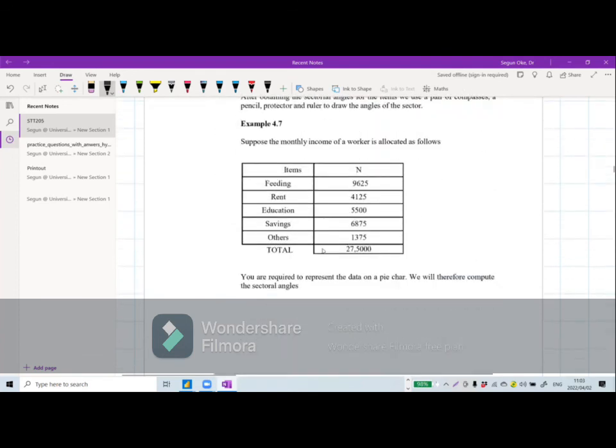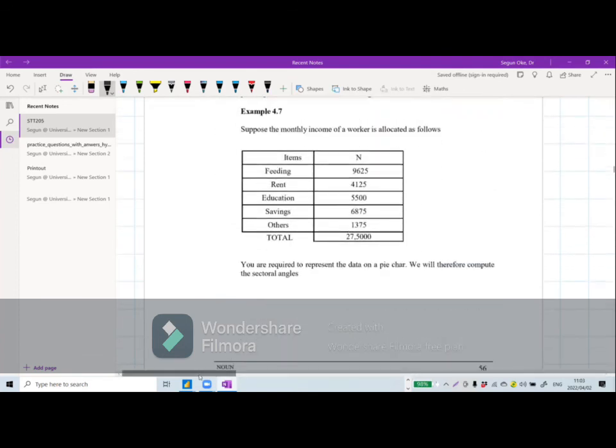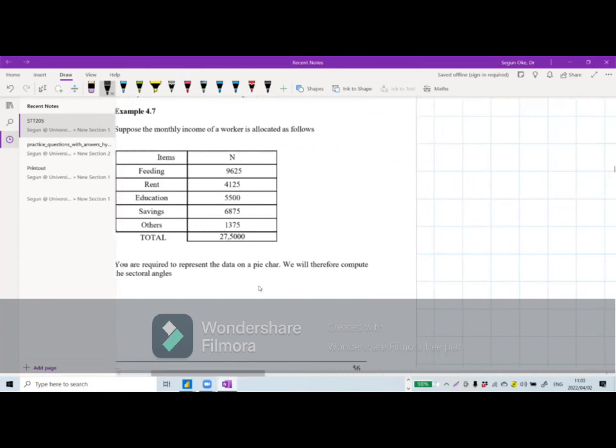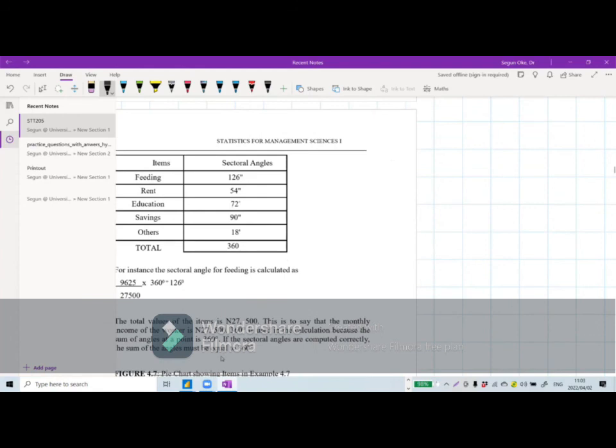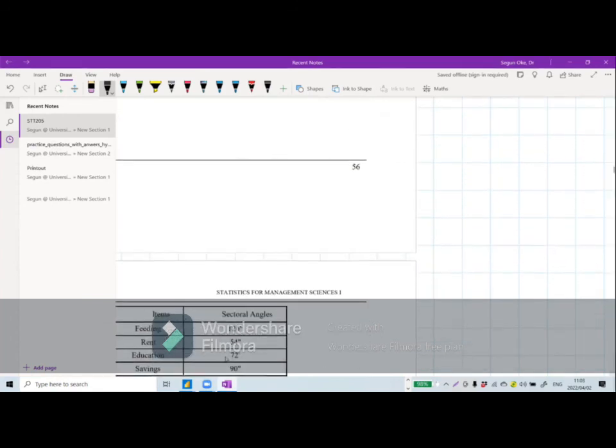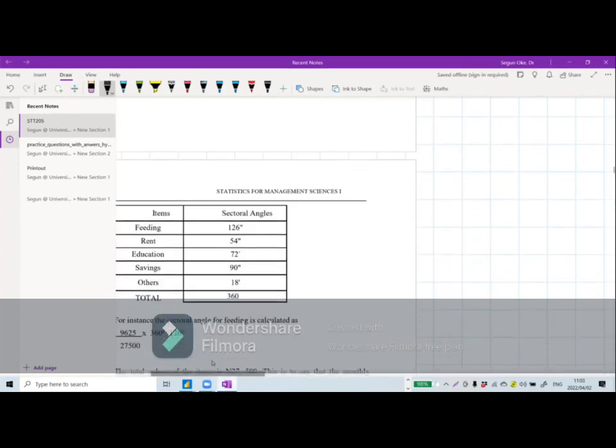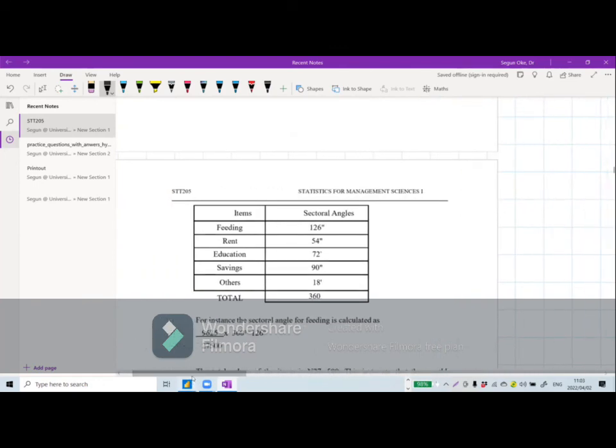So let's move to pie charts. The one of pie charts is a bit interesting, and you have to be careful when you are solving it. I don't need to write much. It's very simple to understand.